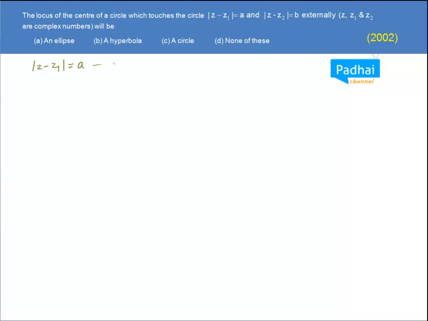This is the first circle, and the other circle is |z - z2| = b. By this I mean the center is z1 and the radius is a. Here the center is z2 and the radius is b. Now you have to find a circle which touches both of them externally. Let us see graphically, pictorially, what this means.